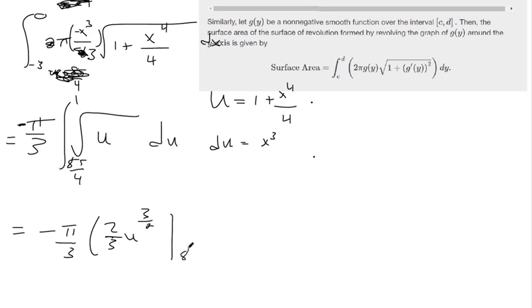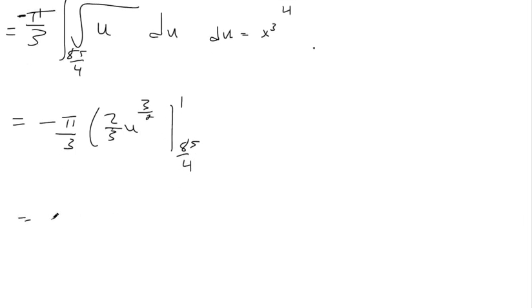And the limits of integration are 85 over 4 to 1. So if I plug in the upper limit of integration, if I plug in 1, I get out 2/3. I need to subtract that by what happens when I plug in 85. I think this is a useful skill, especially since we don't know where you're going to go next for your math classes.